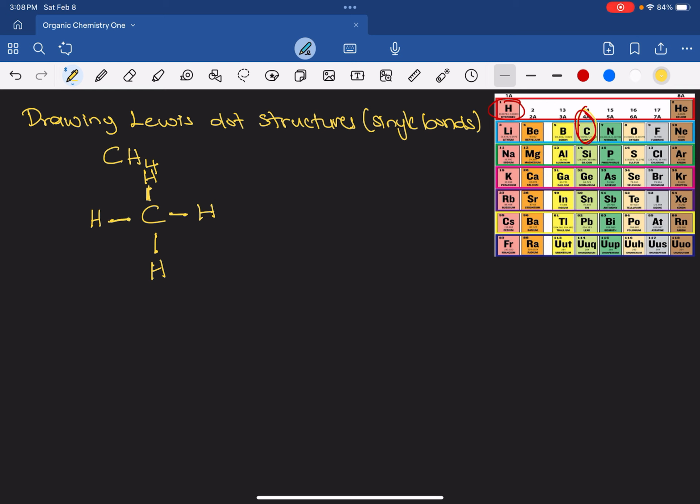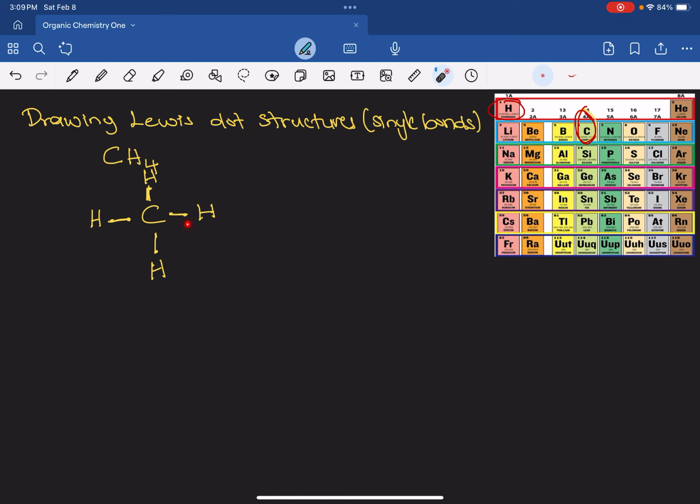Once you have drawn the structure, check to see if everybody is happy. You know, they have a full octet, right? So let's look at carbon. 2, 4, 6, 8. Carbon is happy. It has 8 electrons, full octet, right?